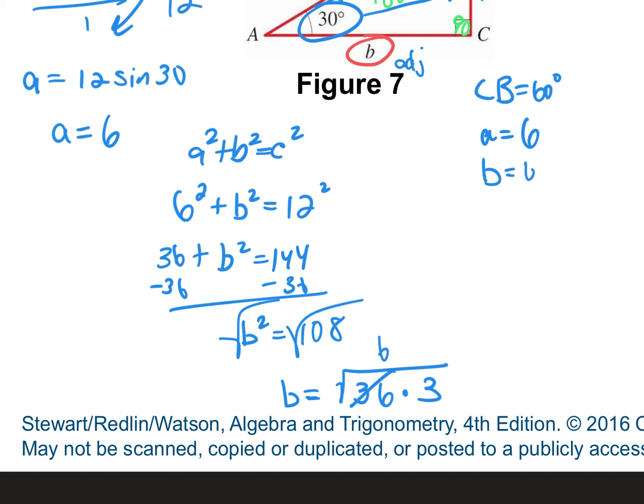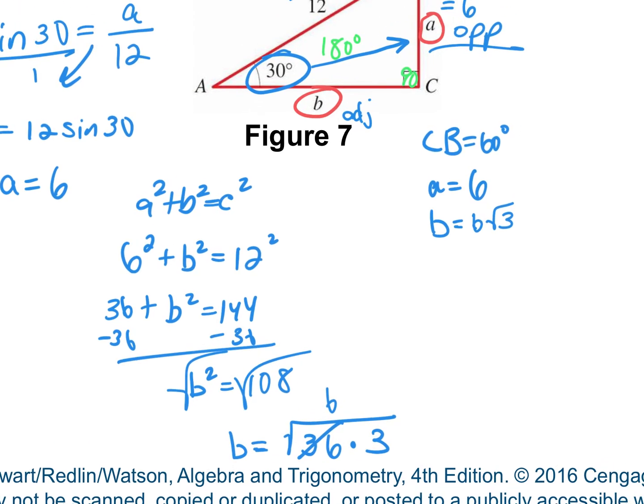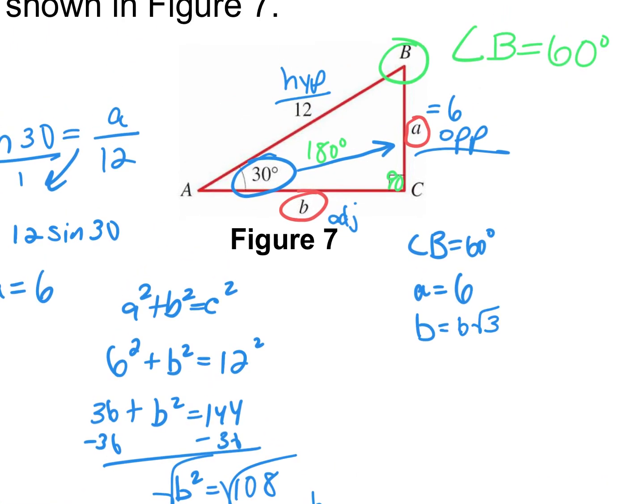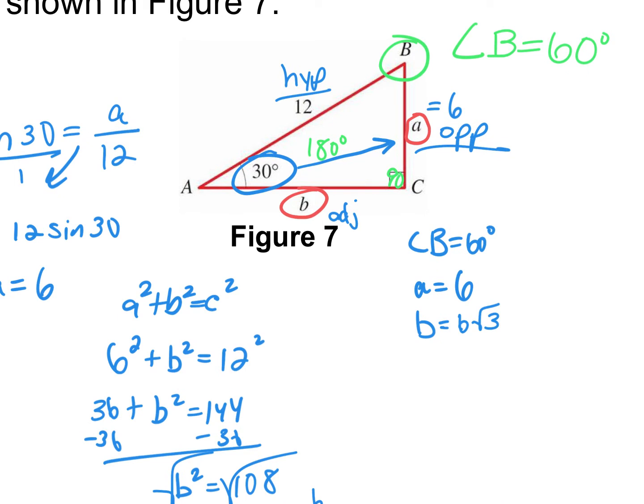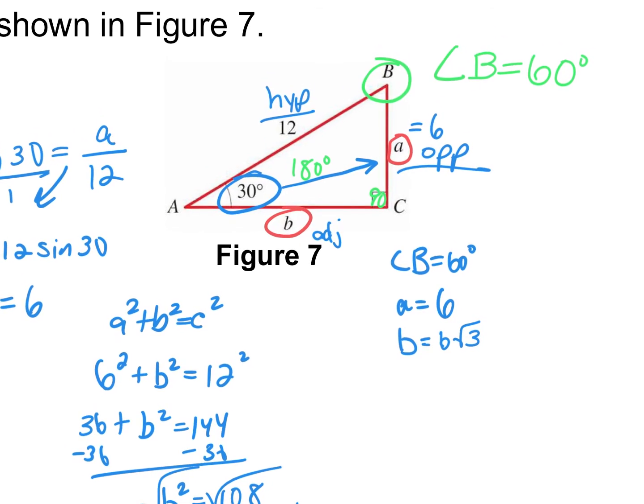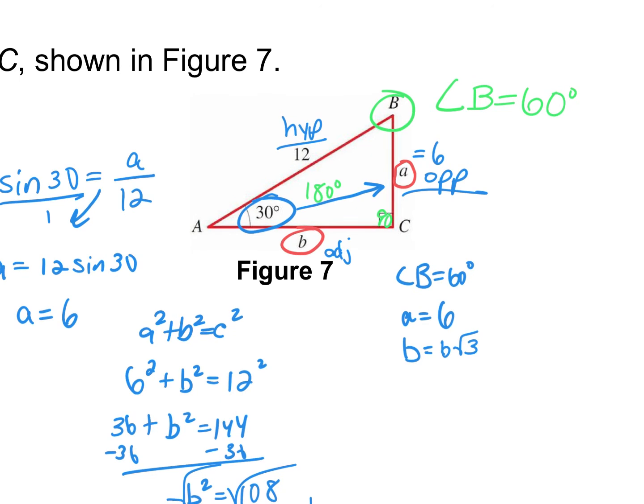So B is 6 square root of 3. So we just solved the triangle. If you guys notice, angles in a triangle are written with capital letters. Sides are written with lowercase. It's important to notice. But when you're asked to solve a triangle, you can use your trig functions. Once you have two sides, you can use the Pythagorean theorem. But you don't always have to use the same trig function. If somebody wanted to find B, you could have said cosine of 30 equals B over 12, because you had enough information to do that. So we're going to practice that a little bit more later.